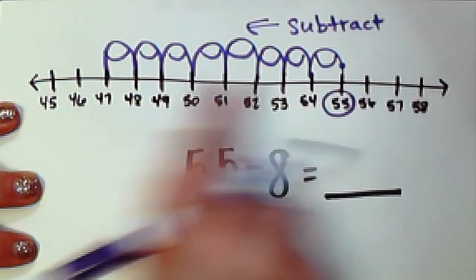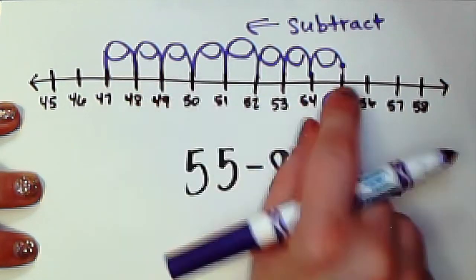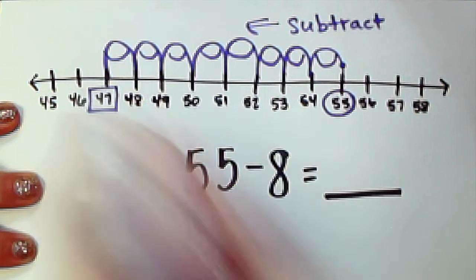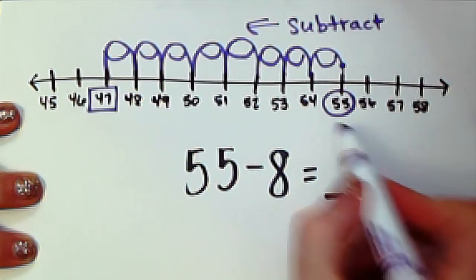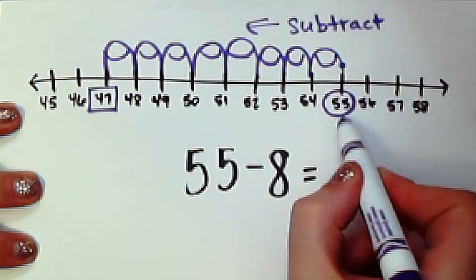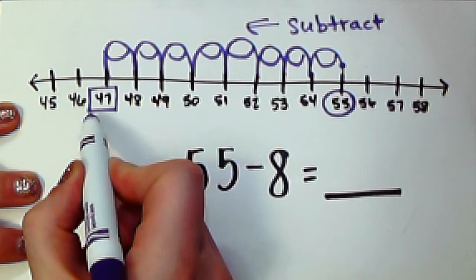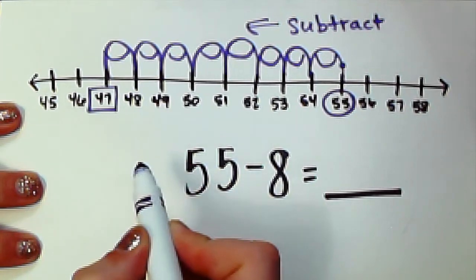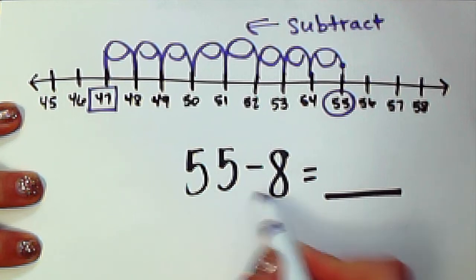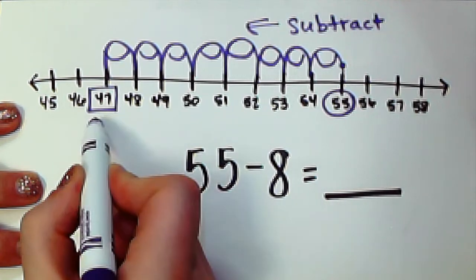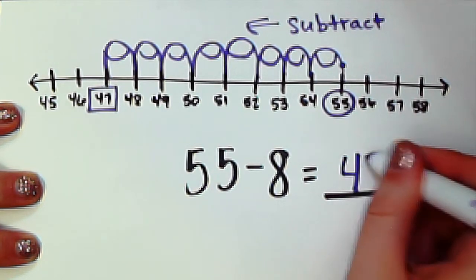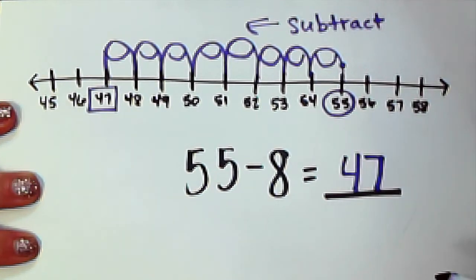And now that I've double checked my work, I know that I have taken away 8, and I've landed on this number here, this number 47. I'm drawing a box around it this time. Kind of like my circle's telling me to go and my box is telling me to stop. And so I've landed on 47. What that tells us is that 55 take away 8 equals 47. And we can write that on the line like this. 47. 55 take away 8 equals 47.